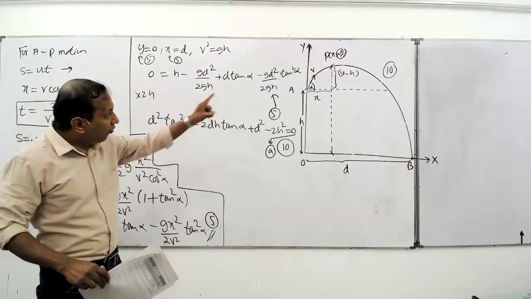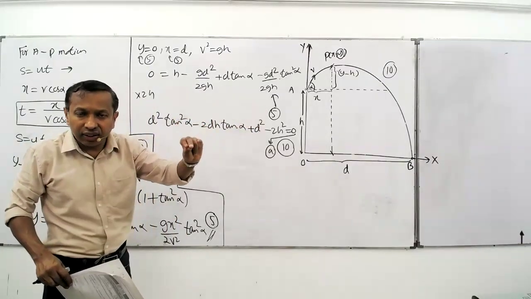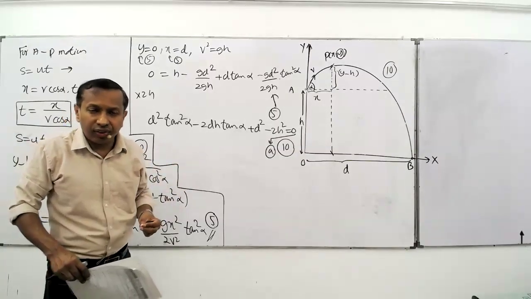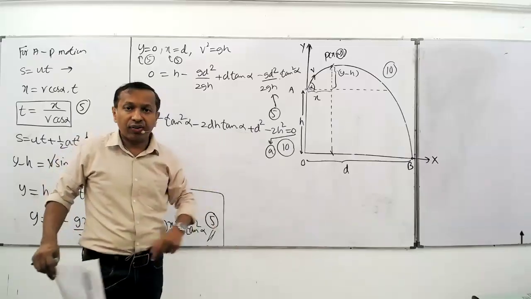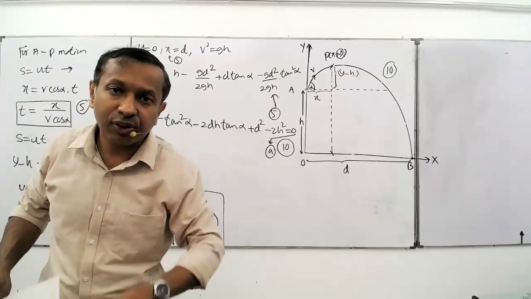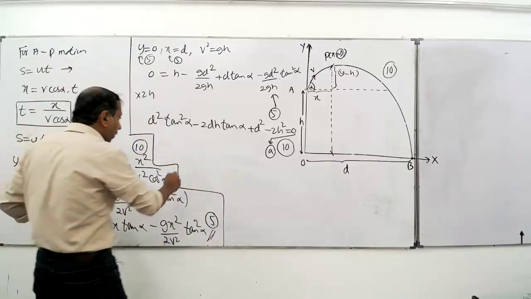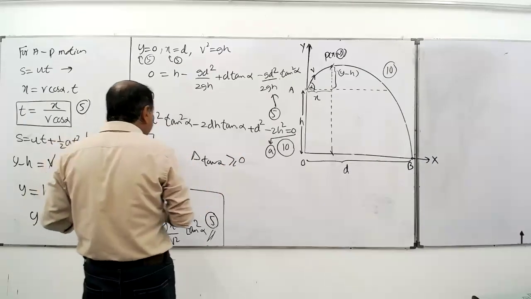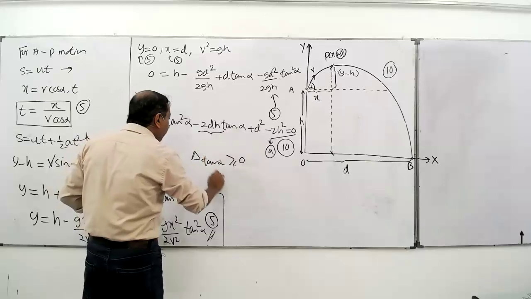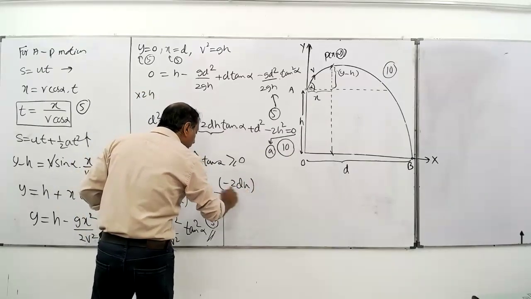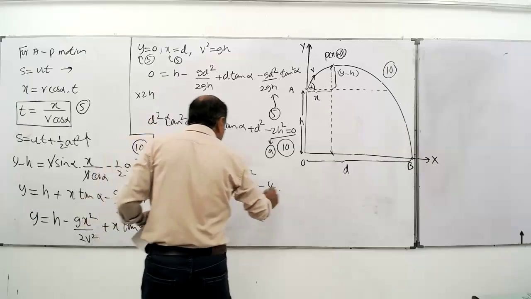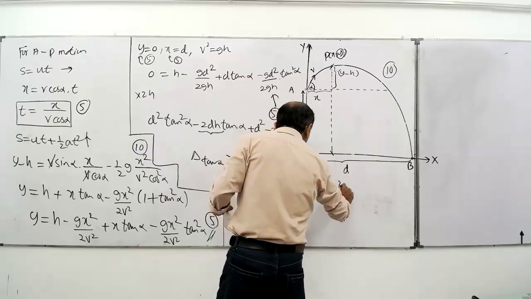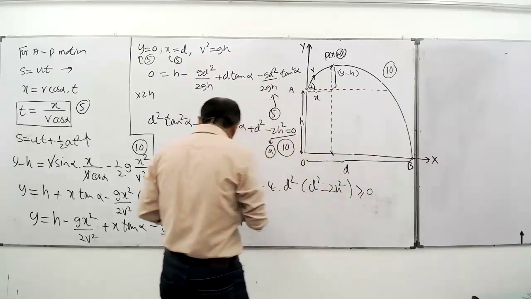Here also, alpha is a real angle, like 30, 45 or something like that. If alpha is a real angle, tan alpha will be a real number. Therefore, this equation should have real roots. So the discriminant of this should be greater than or equal to 0, right? So then we can write delta greater than or equal to 0. What is delta? b squared minus 4ac. Here b is minus 2dh, so b squared minus 4 times a, which is d squared, times c, greater than or equal to 0.